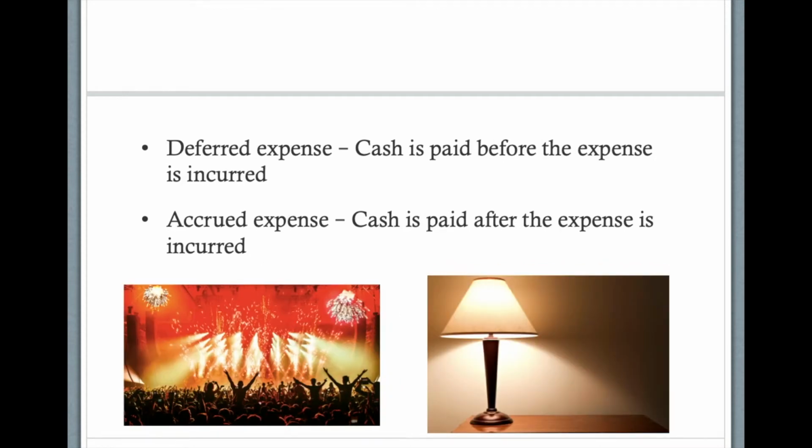A deferred expense is when cash is paid before the expense is incurred, and therefore the product or service is owed to the consumer. This could be seen through prepaid concert tickets. An accrued expense is when cash is paid after the expense is incurred, and therefore cash is owed by the consumer. This may be an electricity bill being paid after it is used for the month.